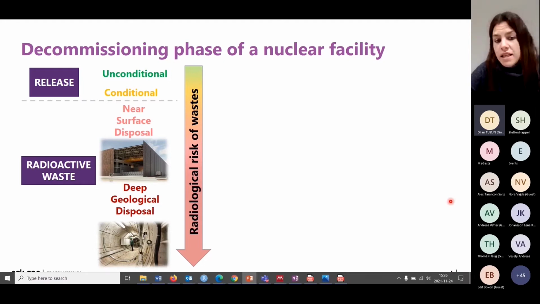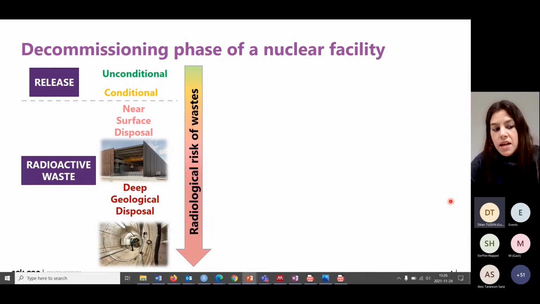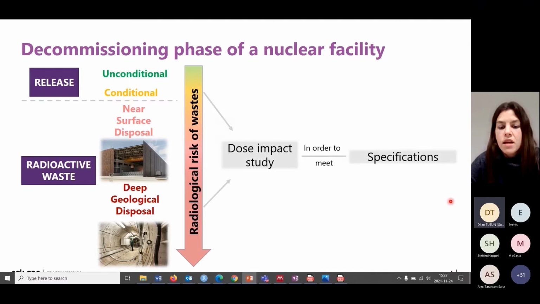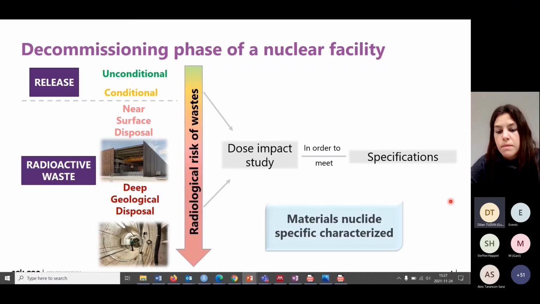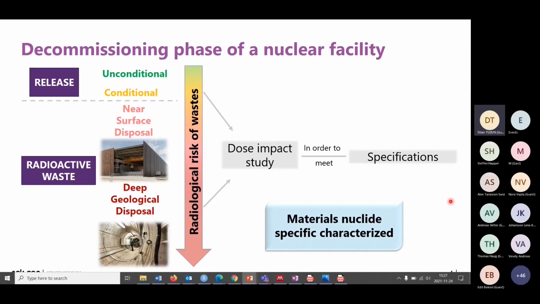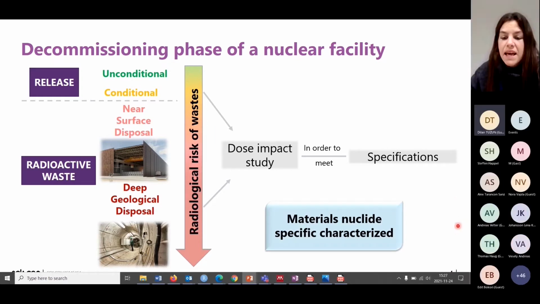Depending on the radiological risk of the waste, the materials can be released into the environment in an unconditional or conditional way, or in case they are considered radioactive waste, they must be disposed of in a near surface disposal or deep geological disposal, depending on the activity concentration. So once these materials are sorted, a dose impact study is performed in order to meet the specifications for all the end solutions. Therefore, materials need to be nuclide specifically characterized in order to comply with the legislation requirements.